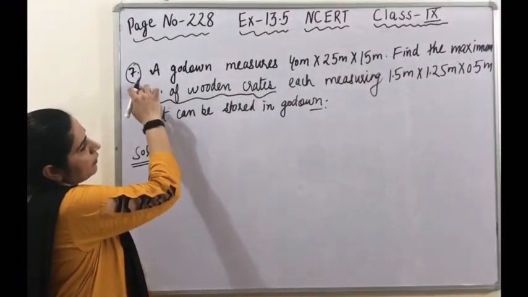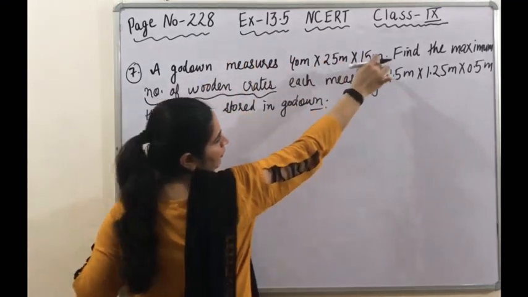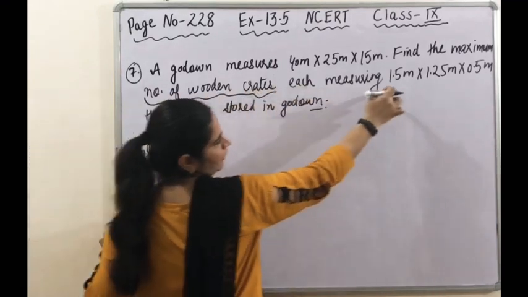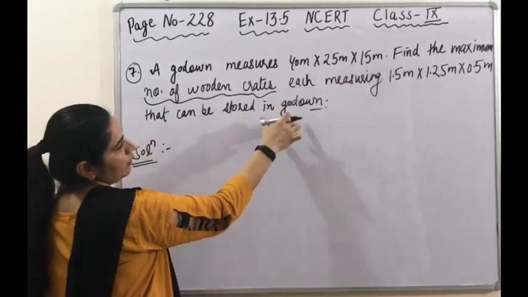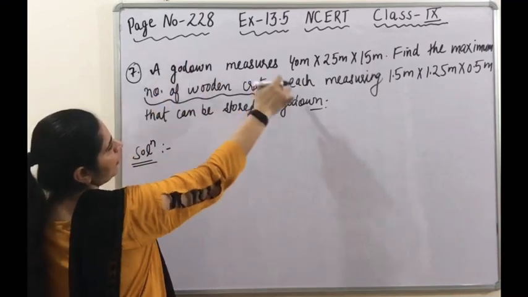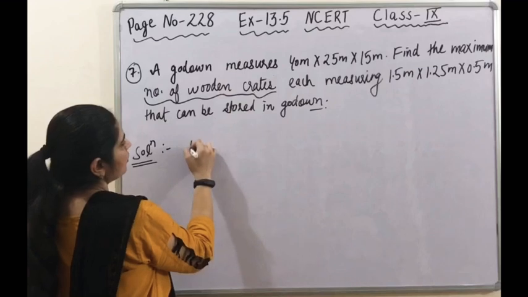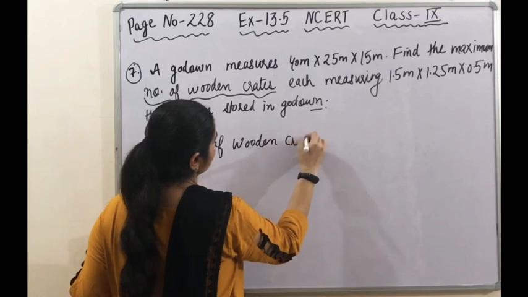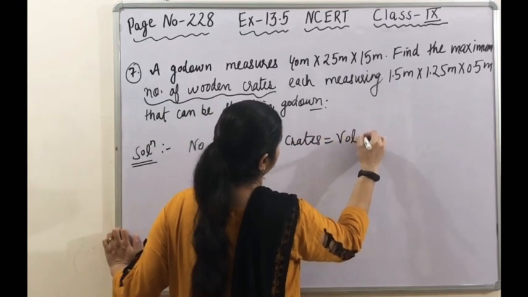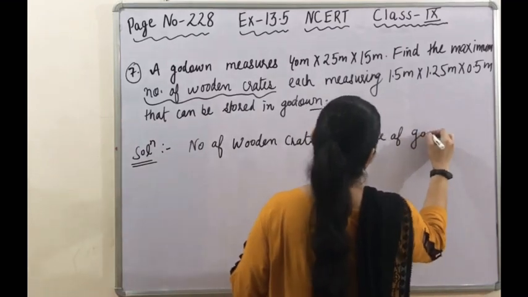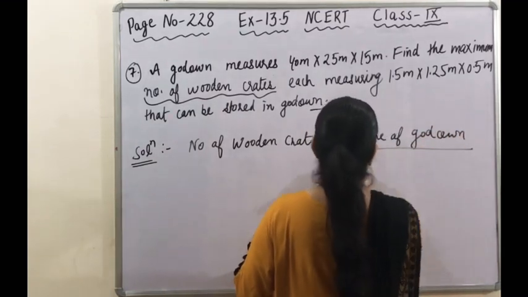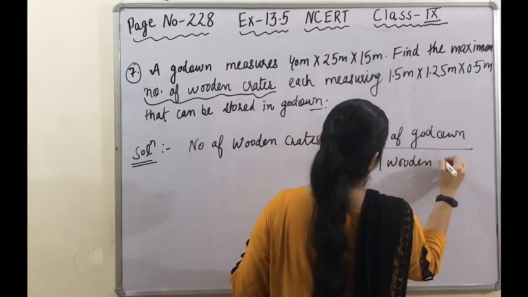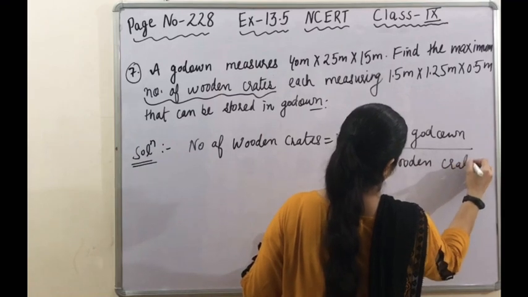In question number 7, a godown with the given measurement, find the maximum number of wooden crates with this given measurement that can be stored in the godown. We have to find out how many wooden crates can be stored. So the number of wooden crates will be equal to the volume of the godown divided by the volume of one wooden crate. So we'll write down the dimensions and find the volume.